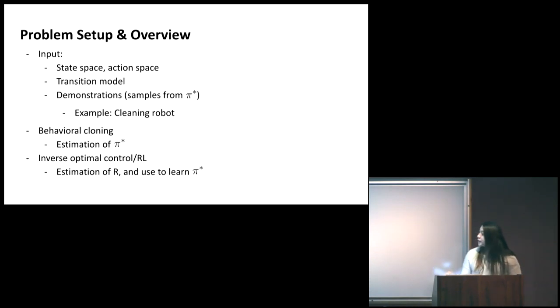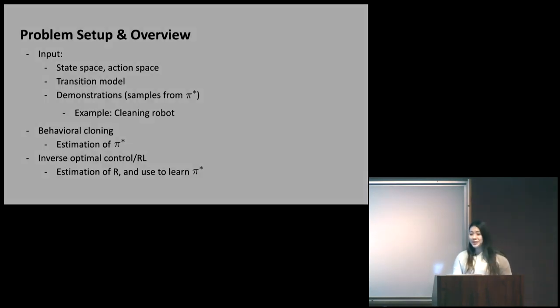So in this lecture, we'll be covering two broad angles from which people are approaching imitation learning. One is direct estimation of the optimal policy, and the other is inverse optimal control, or inverse RL, where we try to estimate the reward function and then use that to learn pi star. Okay, are there any questions on the setup?